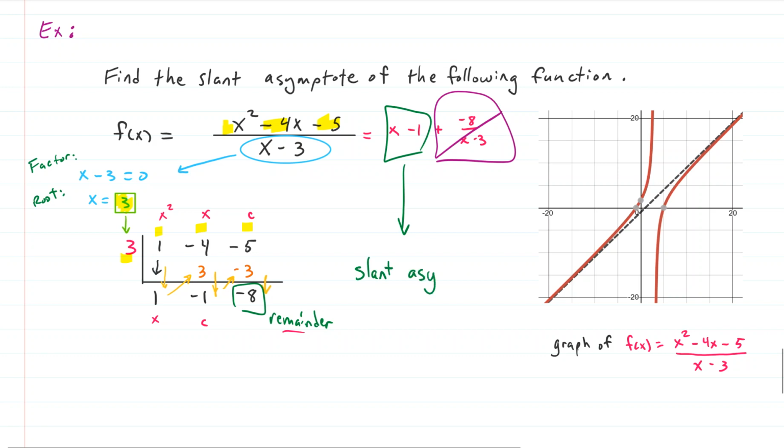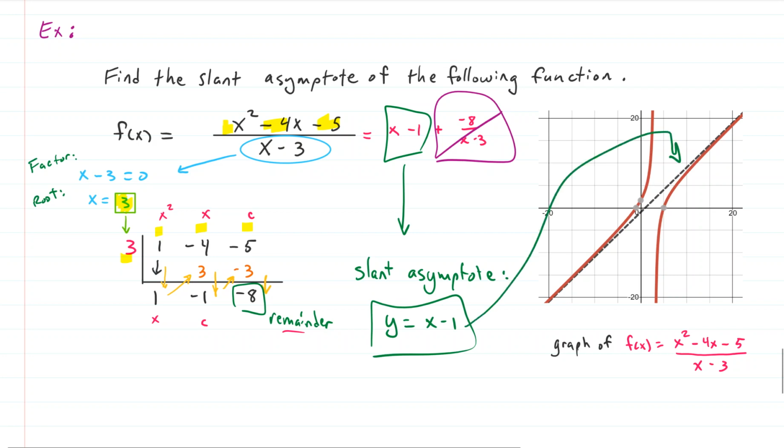So our slant asymptote is y equals x minus 1. And that is what you see in the graph, the black dashed line. So that's it. It's not too terrible.